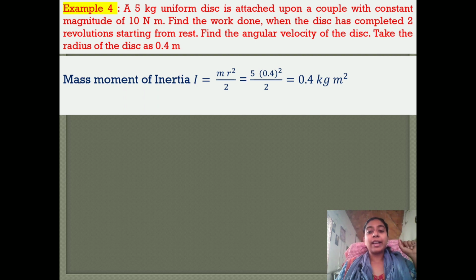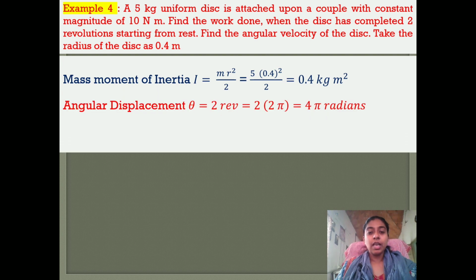First of all we will find the moment of inertia of the disc. The moment of inertia of the disc I is equal to, the formula is mr square by 2. The mass m is 5 kilogram. The radius of the disc is 0.4, divided by 2, we get 0.4 kilogram meter square. Now angular displacement theta is given as 2 revolutions. So we multiply this 2 by 2 pi, we get in terms of radians. We get the angular displacement theta as 4 pi radians.